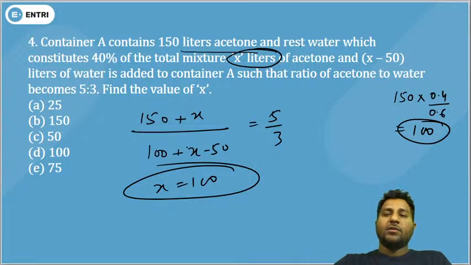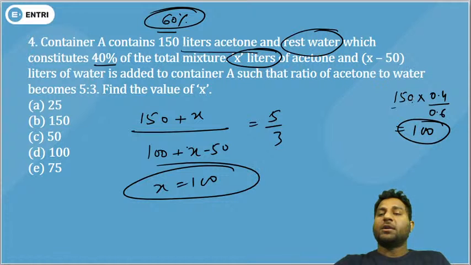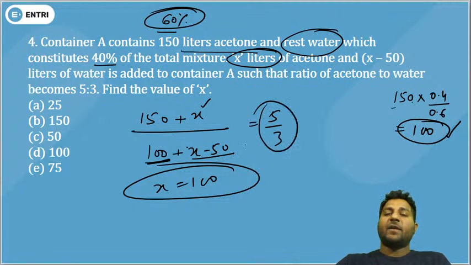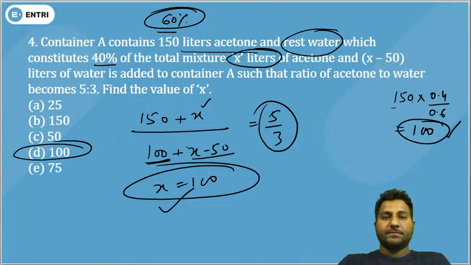All right. You know that if 150 is water and the water has 40%, then acetone must have 60%. So 60% must be equal to 150. So let's find the 40% value, and that 40% value will be 100 liter. So in 150 liter of acetone we added x liter, while in 100 liter of water we added x minus 50 liter. The ratio will become 5 by 3. When you solve it by cross multiplying, you will get the value of x as 100. That means option D is correct. Got it.